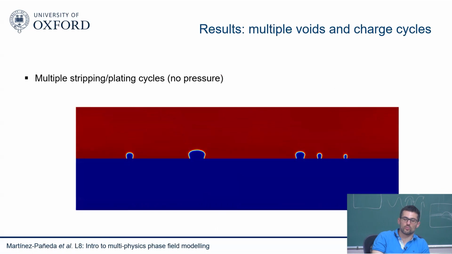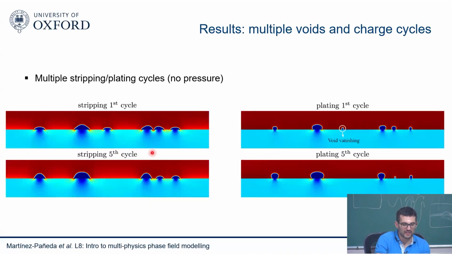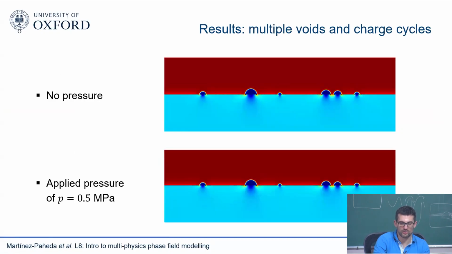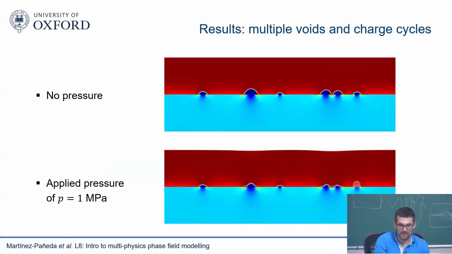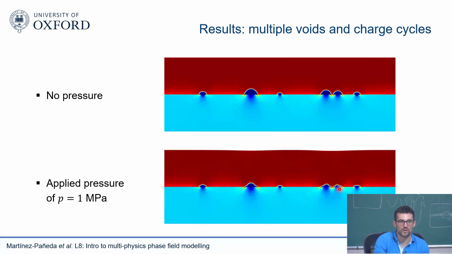I can do it with pressure, without pressure, so you can see here those voids growing and diminishing in size with the plating and stripping. This is in the absence of pressure, so you eventually see some voids vanishing. You can capture the complete vanishing of some of the voids if your plating cycle is large enough, and then you can also do that with pressure, so you can compare without pressure and with pressure, and you can see how, for example, these voids are starting to merge and shrink, and with 1 megapascal you can see how those voids are disappearing altogether.